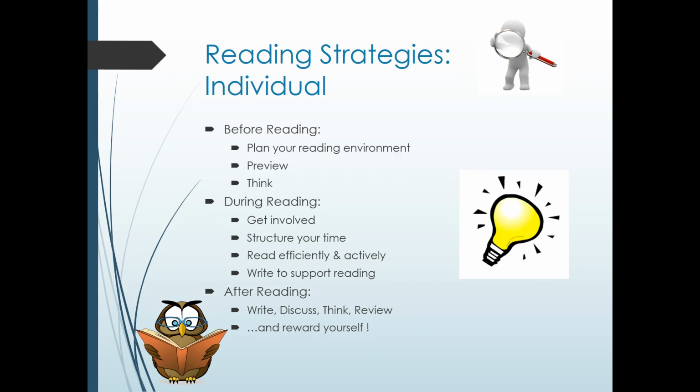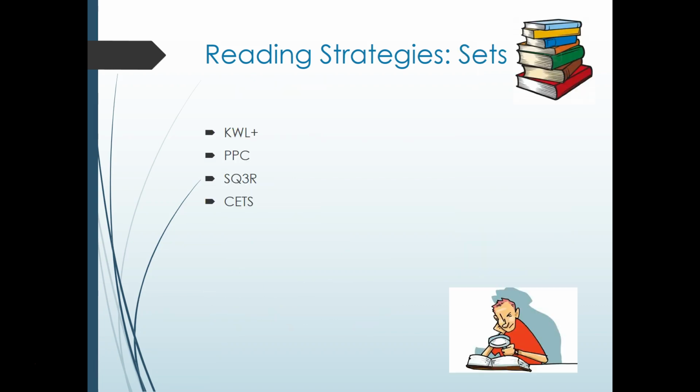One effective method is to create your own multi-step process for what you will do before, during, and after reading, once you have tried the various techniques and decided what will work best for you and for the situation. However, there are quite a few multi-step processes that already exist. Let's take a look at a few that were discussed in the textbook. We will take a look at 4 basic reading strategy sets that were presented in the chapter: KWL+, PPC, SQ3R, and SETS. The first reading strategy is known as KWL+, which has 4 steps.